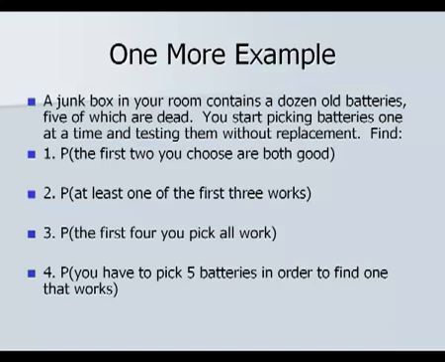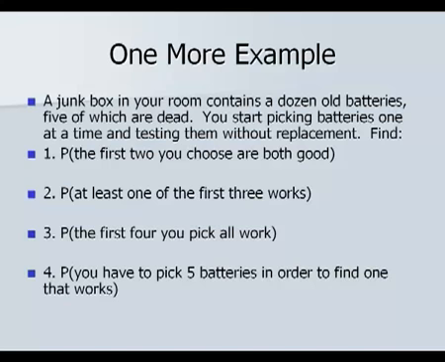Here's another example. We have a box in our room that contains old batteries. It has a dozen old batteries in it. 5 of them are dead, 7 of them are good. We want to start picking out batteries one at a time and testing them, and we're not going to replace the batteries. So first we find the probability that the first two that we choose are both good.